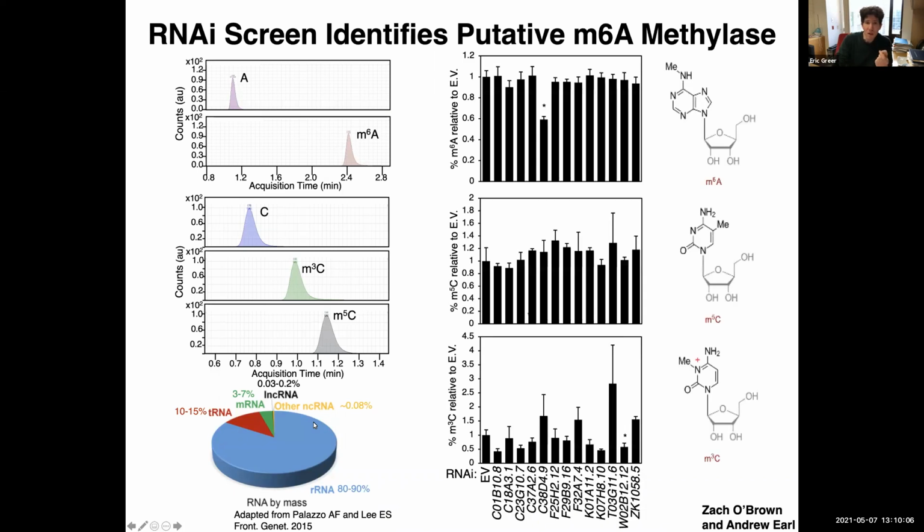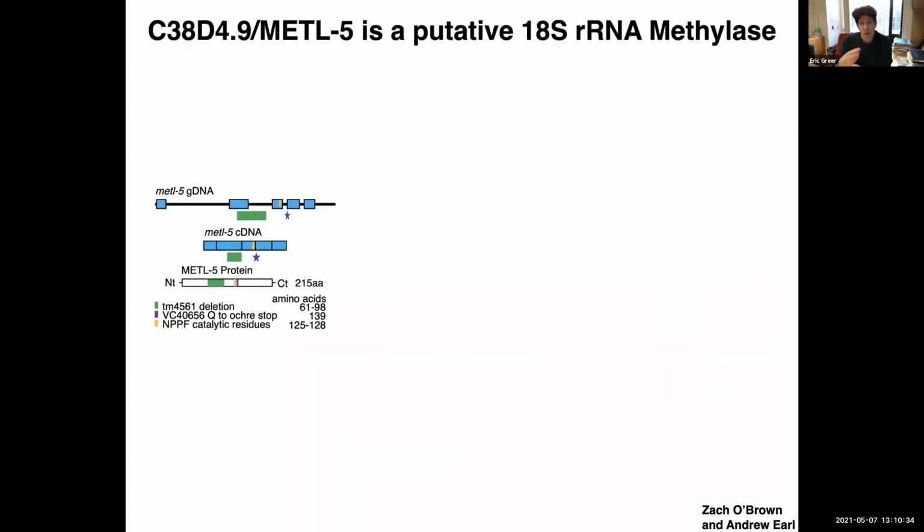methylation, it would presumably be due to changes in ribosomal RNA methylation. So Zach and Andrew performed this screening, and they identified one transcript, C38D4.9, which when they knocked it down, caused a roughly 40% decrease in N6 methylation of adenosines, so m6A, methylation on the N6 position of adenosines. So this suggested that C38D4.9 could potentially be an m6A methyltransferase. However, we were aware that potentially this phenotype could be due to off-target effects of RNAi.